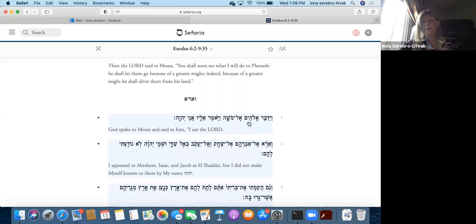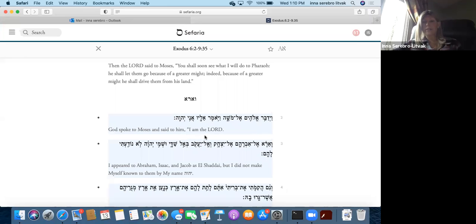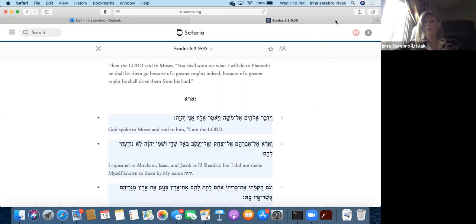Look at the phrase: the first time it says Elohim, and the second time it says Adonai. What's the difference? That's really emphasizing then, right? Isn't that two names for God? So those two names for God, that's right. And to me, it speaks of strength when he says, I am the Lord, rather than just mentioning his name.